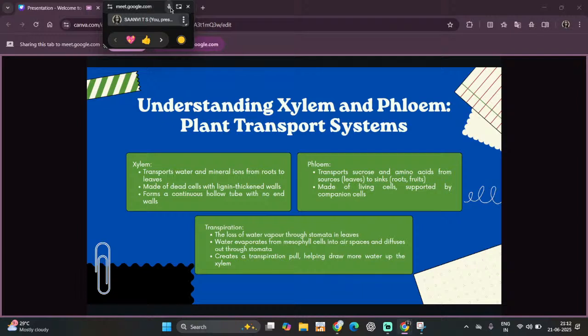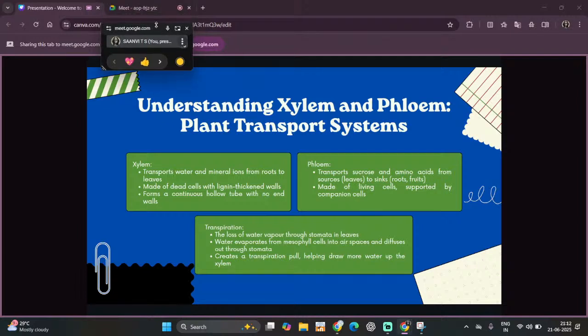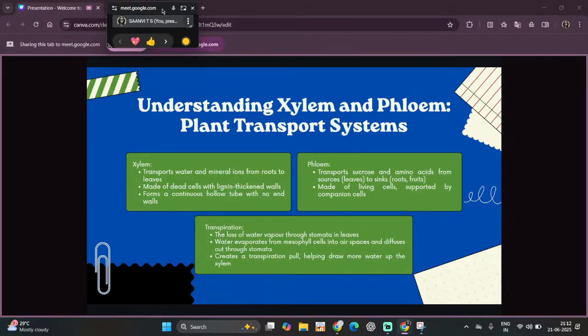Okay, so I'll be starting with transport in plants. So we all know all organisms need to obtain substances from their environment, and for plants, these substances are carbon dioxide and water for photosynthesis, and mineral ions which they absorb from the ground. And hence, like our circulatory system, plants also have a circulatory system. And it is composed of two main structures, which are the xylem and the phloem.